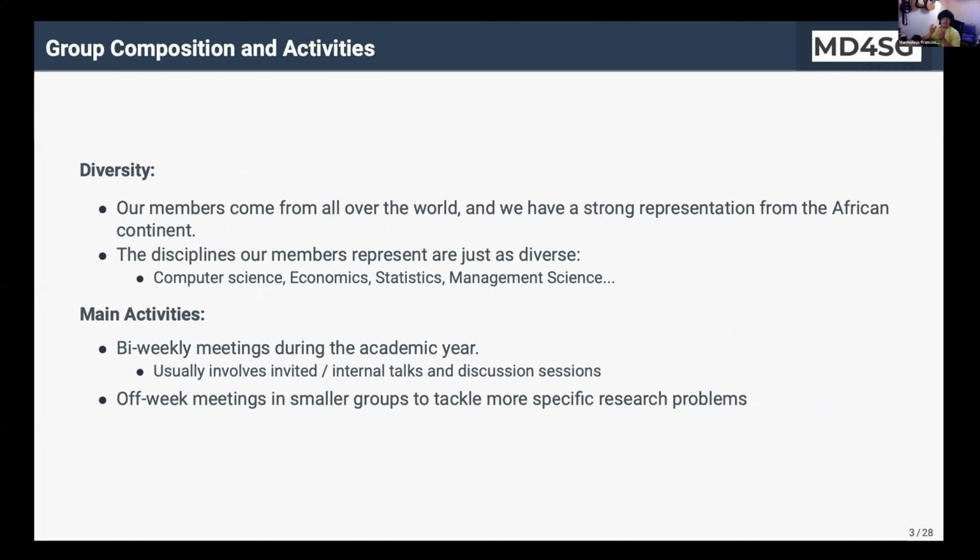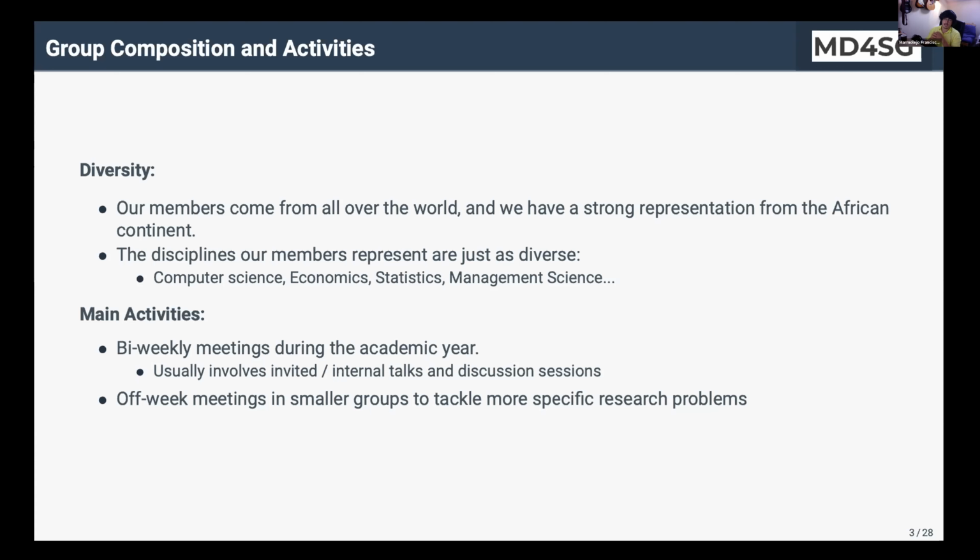And so to give you an idea about the composition of the group and some of the activities that we partake in: our members come from all over the world. We have a truly international representation in our group, and we have a very strong contingent from the African continent as well. And as mentioned before, this really helps us build a proper context of the problems that we are trying to tackle.